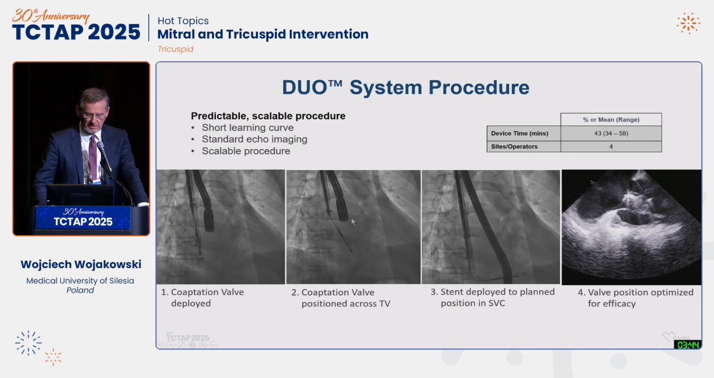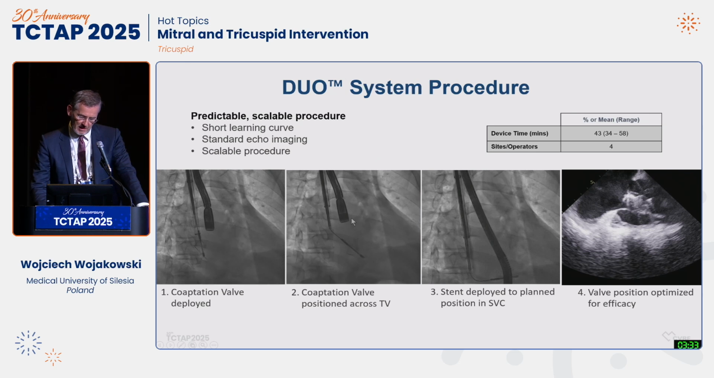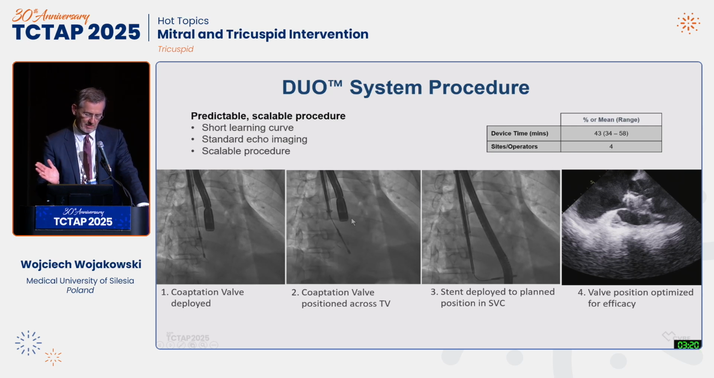So this is the actual procedure. On the left, the valve is deployed by unsheathing the dry seal sheath. Then this coaptation valve is directed by angulation of this element up to 90 degrees. And then the valve can be positioned deeper or shallower, and can be moved more septal, lateral, anterior, and posterior. So there's a lot of maneuvers we can do.